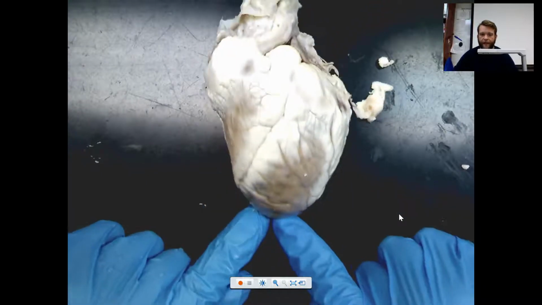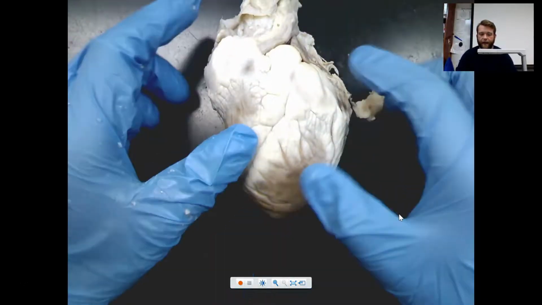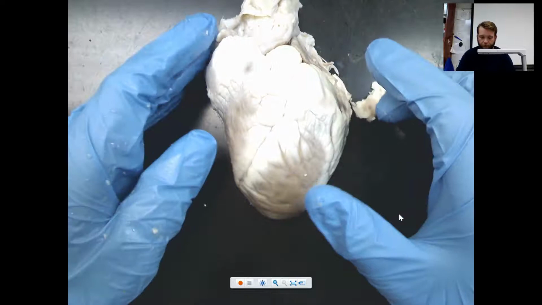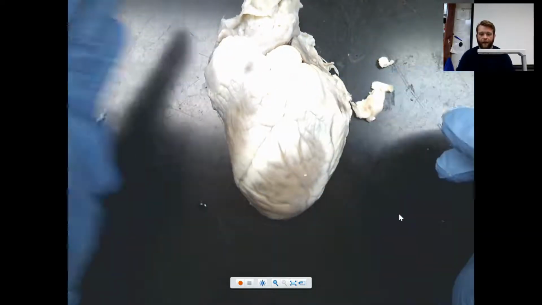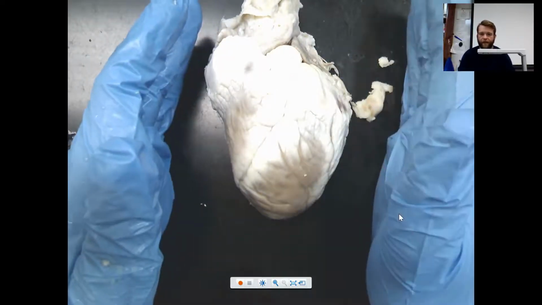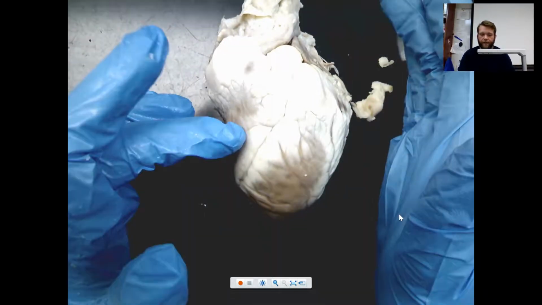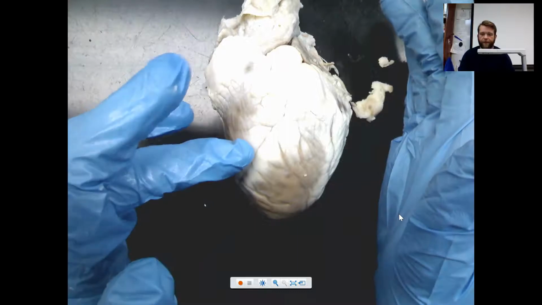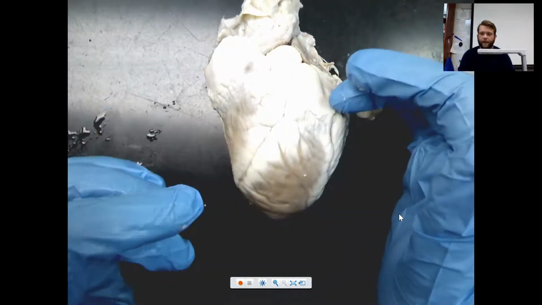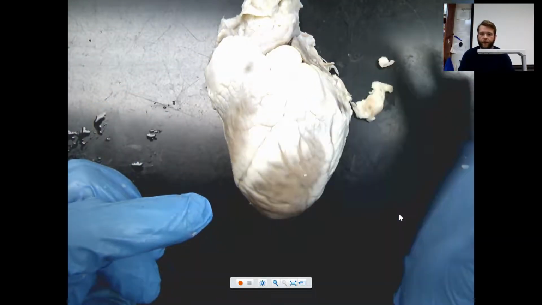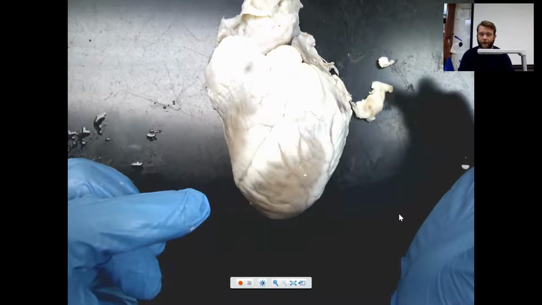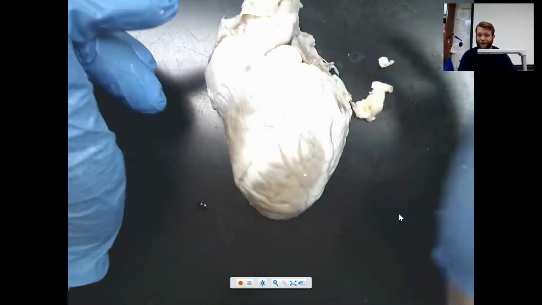Okay, some other external features. Again, we have the apex, which is the point here at the bottom. On the sides here we have our atria and ventricles, right side over here, left side over here. Remember, your right atrium and right ventricle handle the blood on this side. The right atrium is where blood enters, goes to the right ventricle, to the lungs, comes into the left atrium, and out the left ventricle, which then carries blood from the heart to the rest of the body.